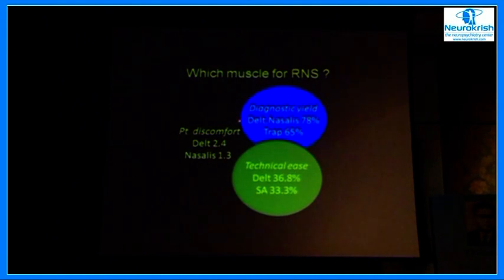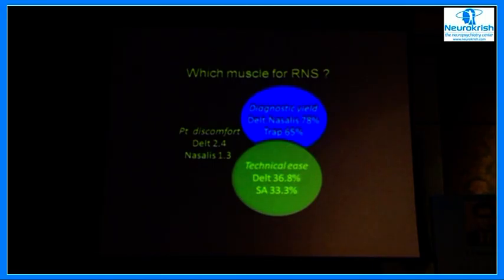So, we looked at patient discomfort, and the deltoid was the most painful because you have to give high stimulation, you have to stabilize it, and the patient does not accept it very easily. It's not very easy to perform this test. The next was nasalis, which the patient also did not accept very much. Then diagnostic yield. Diagnostic yield was maximum with deltoid, nasalis, and trapezius. These are the percentages. And technical ease, how many times you repeat it and how comfortable you feel. This also we evaluated.